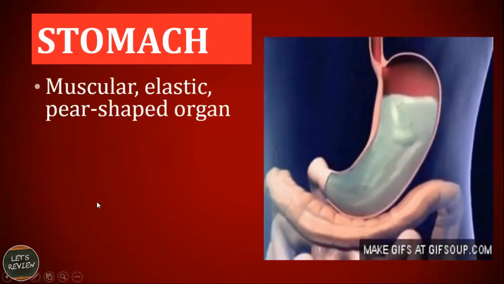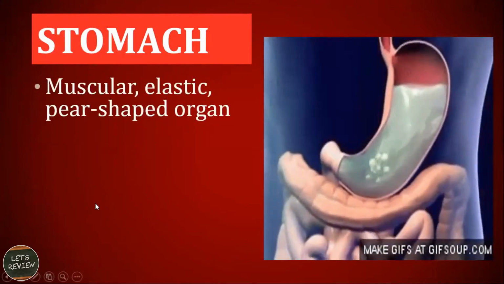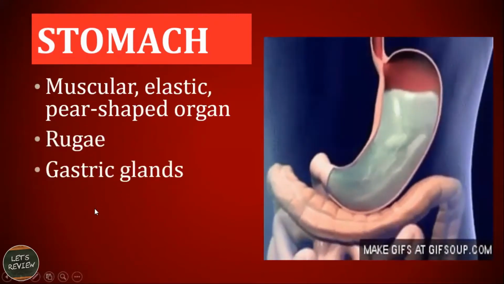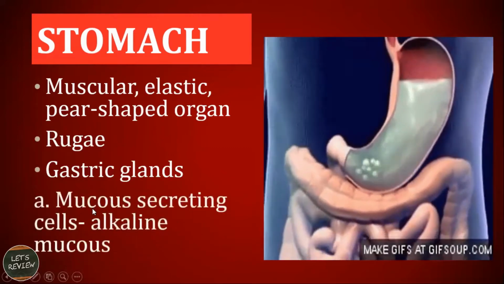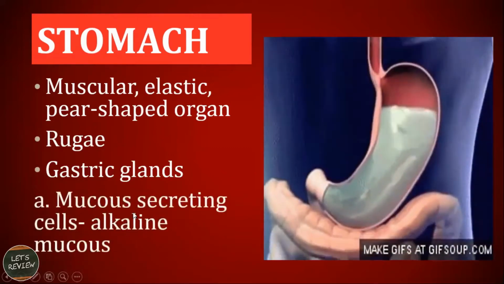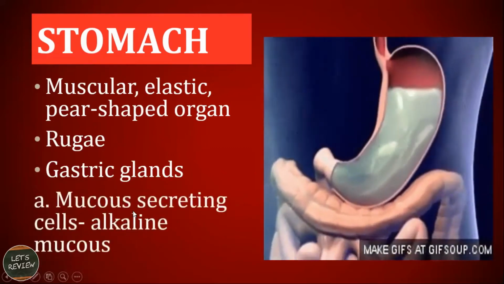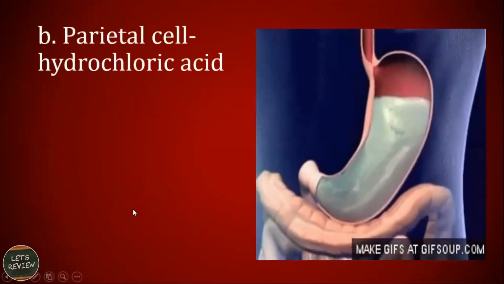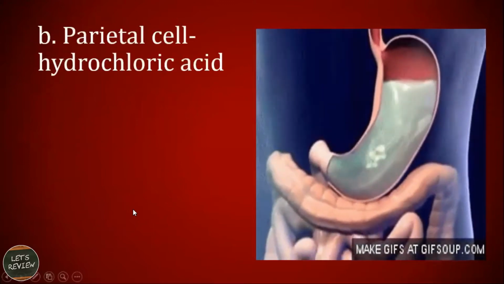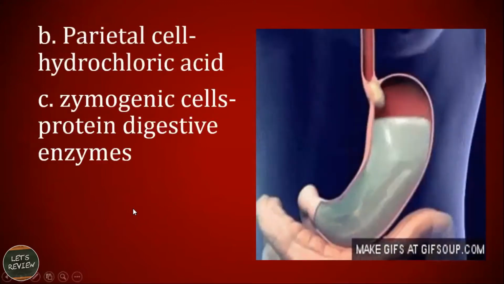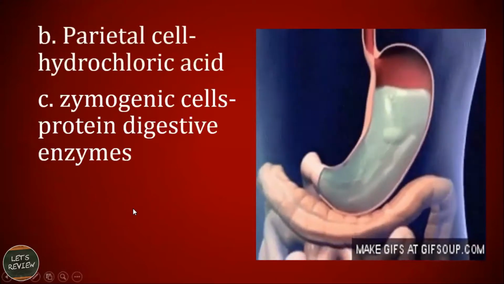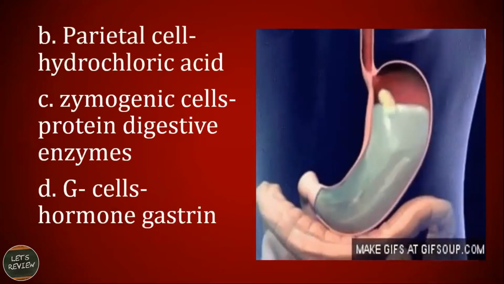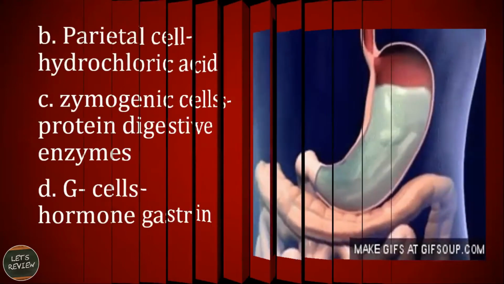The next organ of the alimentary canal is the stomach. It is a muscular, elastic, pear-shaped organ. It has gastric glands that help digest the food, like the mucus-secreting cells that produce alkaline mucus, the parietal cells that produce hydrochloric acid, the zymogenic cells that produce protein digestive enzymes, and the G cells that produce the hormone gastrin.